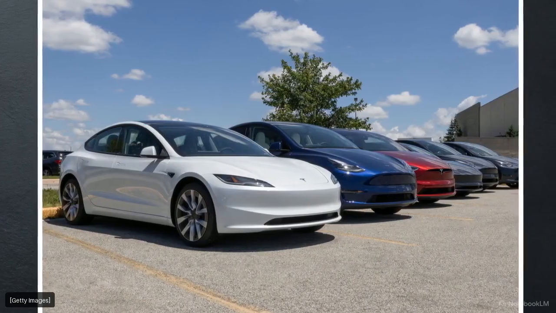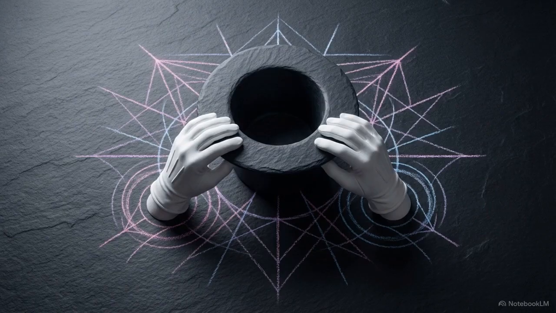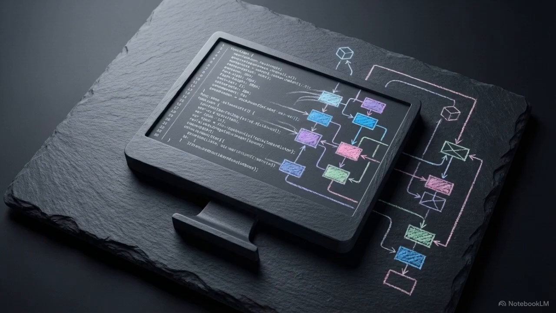And when we look at this row of parked Teslas, we see that same invisible intelligence manifested in the physical world, processing real-time video to navigate complex city streets. Because these systems operate out of sight, they can easily feel like magic. Today, we are going to strip away that mystery.